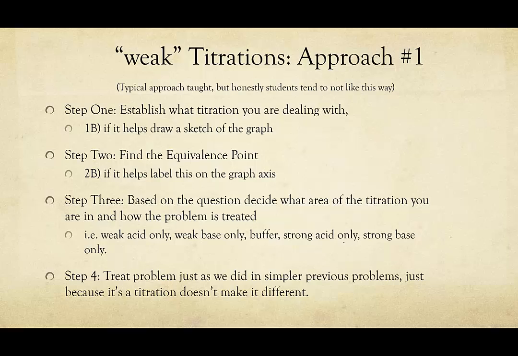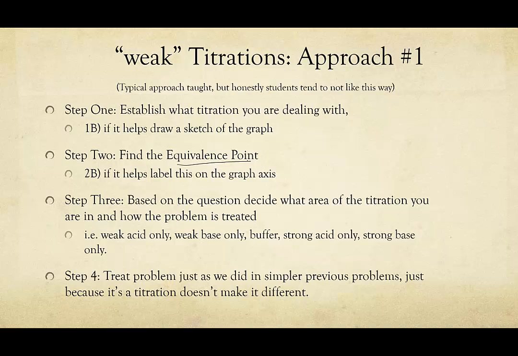So if we're here, our first step is going to be establish which titration we're dealing with. That's really a good set of first steps regardless of what you're doing, so that's why we've already covered it. In this case, you're going to need to find the equivalence point. That's because it's going to tell us how to handle every other part of the problem. It's going to tell us where we are in the titration curve and what type of solution we are dealing with.